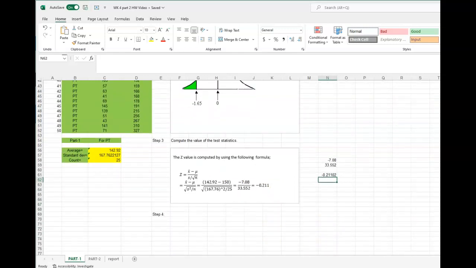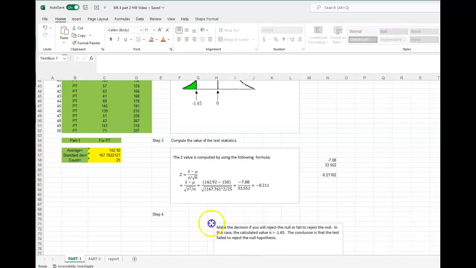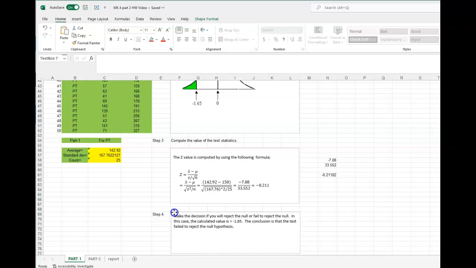Now in step 4, you're going to make a decision. Decision either to reject the null hypothesis or fail to reject the null hypothesis. In this case, calculated value is larger. Now you have to decide what you found. If it is larger, you fail to reject the null.